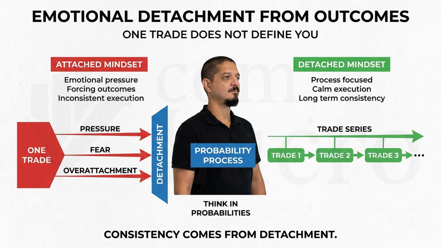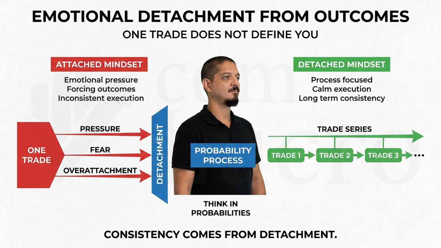Rule number 12 is emotional detachment from outcomes. This rule is about separating your identity from the result of a single trade. Most traders become emotionally involved with each position, and that creates pressure, hesitation, or impulsive decisions. A professional trader understands that no single trade defines success or failure. Each position is just one event in a long series of probabilities.